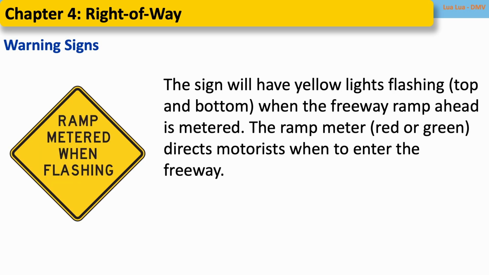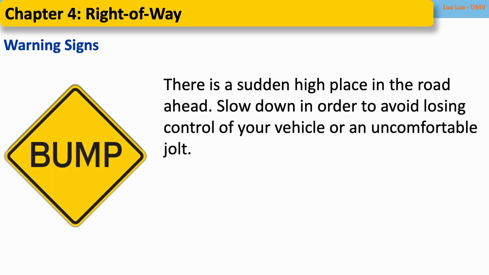The sign will have yellow lights flashing, top and bottom, when the freeway ramp ahead is metered. The ramp meter, red or green, directs motorists when to enter the freeway. There is a sudden high place in the road ahead. Slow down in order to avoid losing control of your vehicle or an uncomfortable jolt.